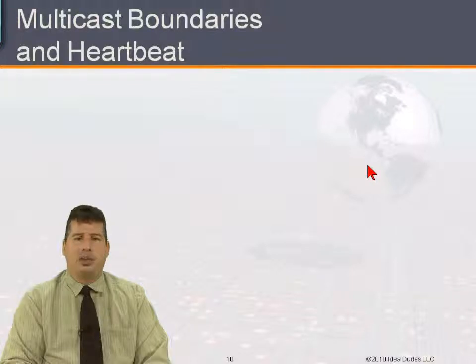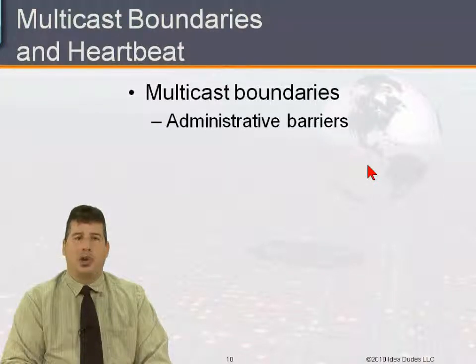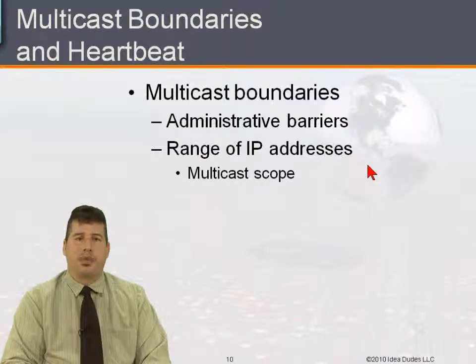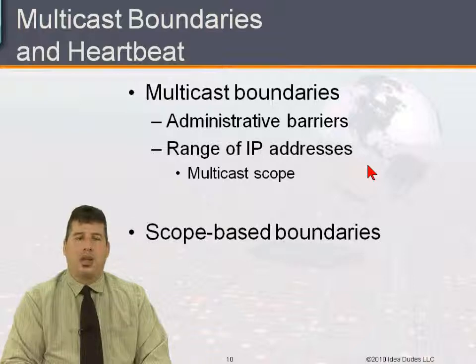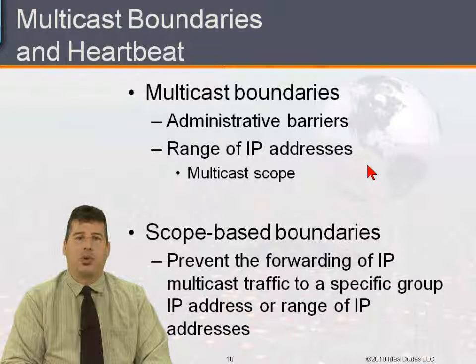Now, what you have is something called a heartbeat. A heartbeat is making sure that the thing is alive. So, multicast boundaries and a heartbeat. A multicast boundary is an administrative barrier. So we just set up, hey, this is an area, this is for this multicast, and this is for this multicast, and so forth. A range of IP addresses, a multicast scope, and then scope-based boundaries prevent the forwarding of IP multicast traffic to a specific group of IP addresses or range of IP addresses. We're saying, okay, we have a movie playing, but we don't want you to watch it.